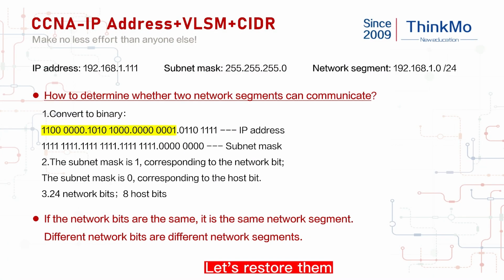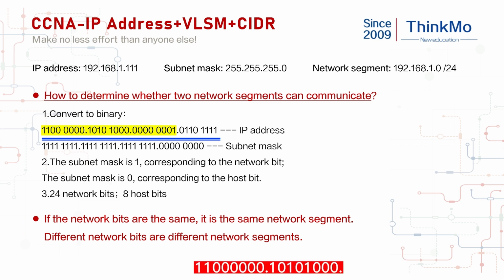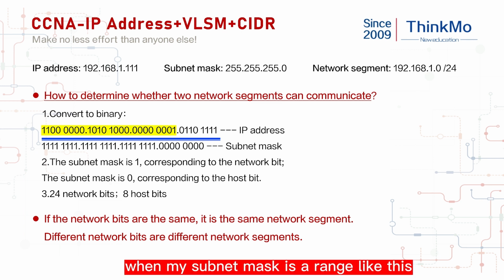Let's restore them. Write them in a binary format. Decimal is not easy to read. First is the IP address. Let's take the example we calculated earlier: 11000000.10101000.00000001.01101111. Then I ask a question: when my subnet mask is arranged like this, how does my mask represent?